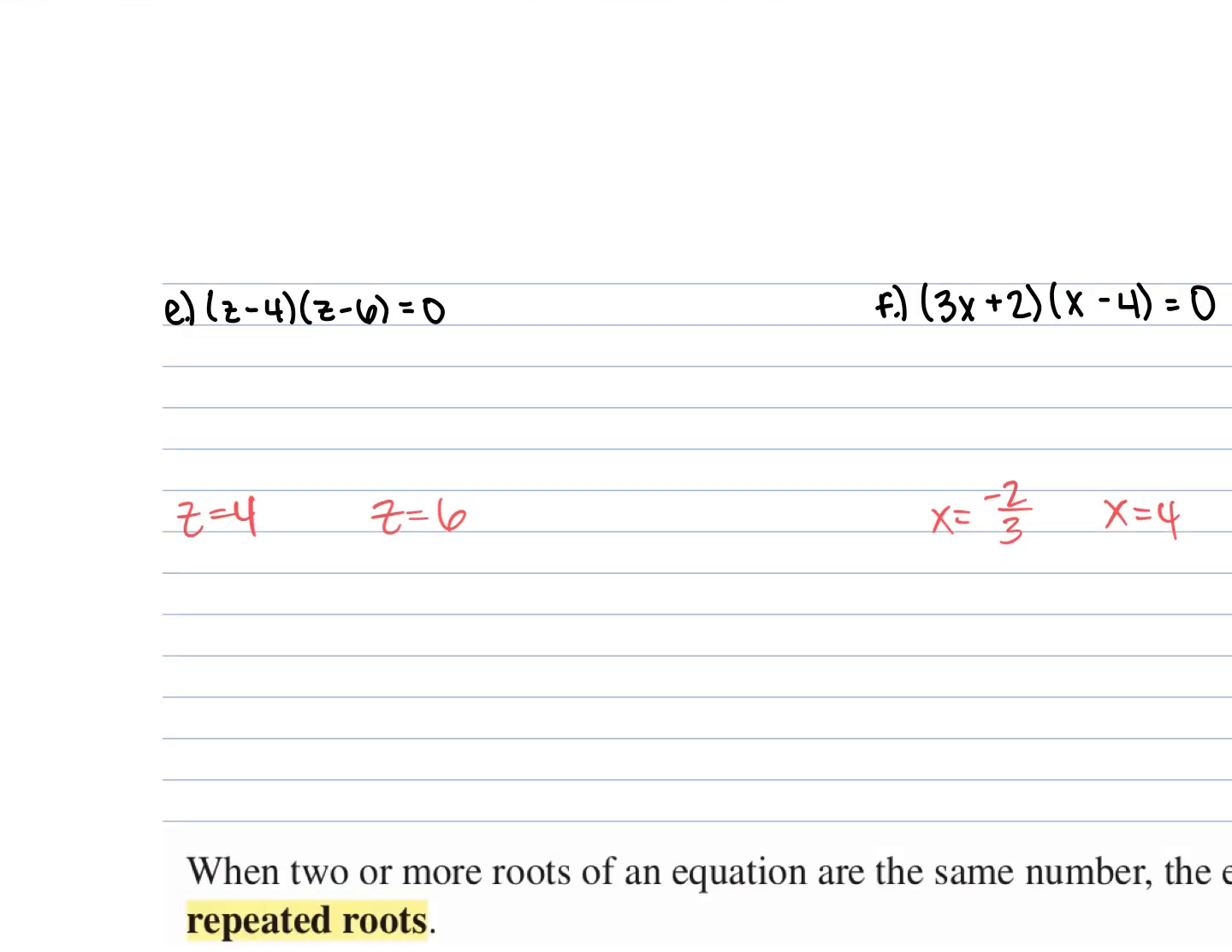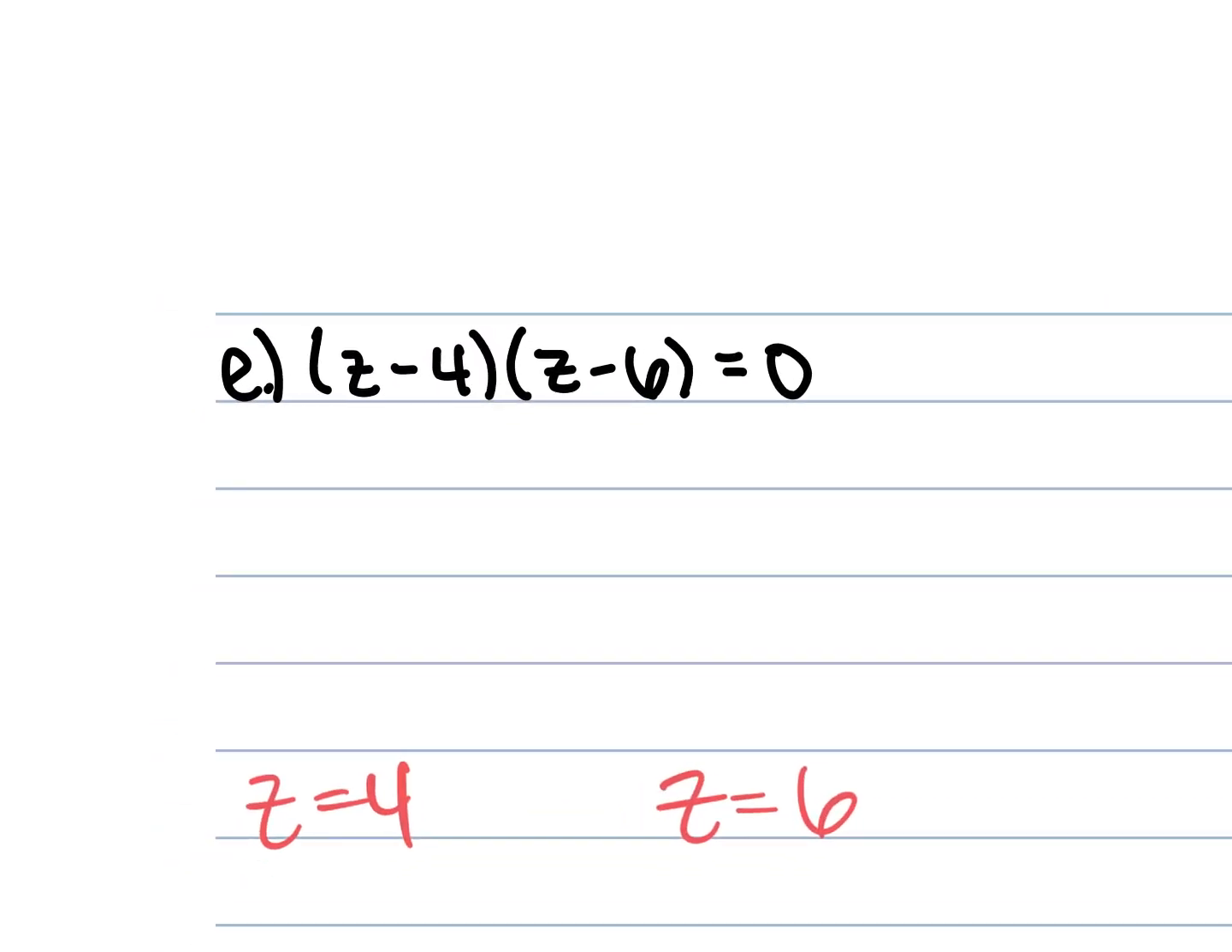Okay, the answer's on the board. You should have gotten z equals 4, z equals 6, x equals -2/3, and x equals 4. Talk about it in groups. See if you made a mistake. Go. All right, bring it back in.